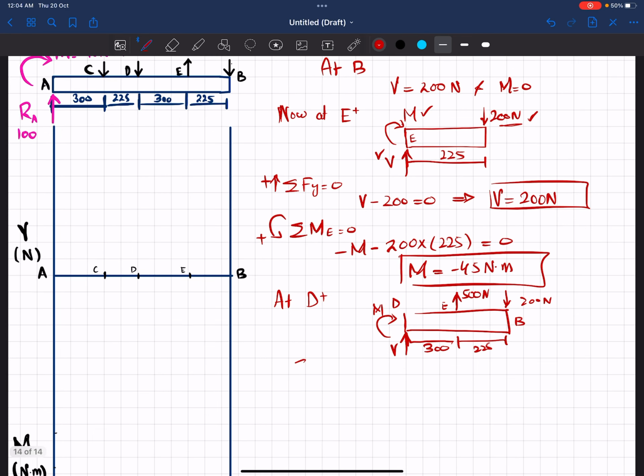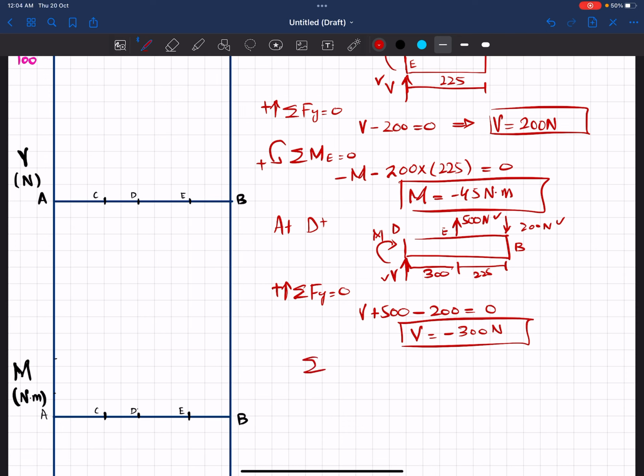Now we'll apply the equilibrium condition that the sum of all forces along the y direction must be equal to 0, and upward forces are positive. Now three forces: V, 500 Newton and 200 Newton. V is upward, so plus; 500 is also upward; and minus 200 is downward. Their sum must be equal to 0. From here V will be equal to minus 300 Newton. So this is for point D.